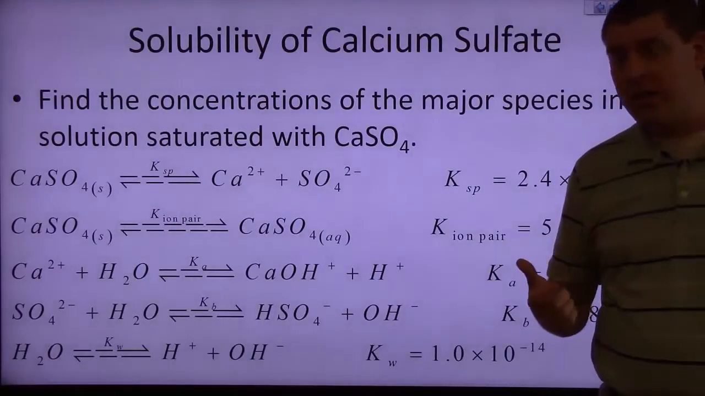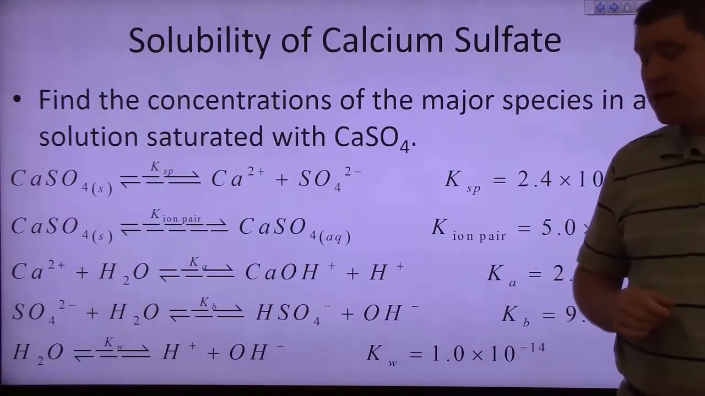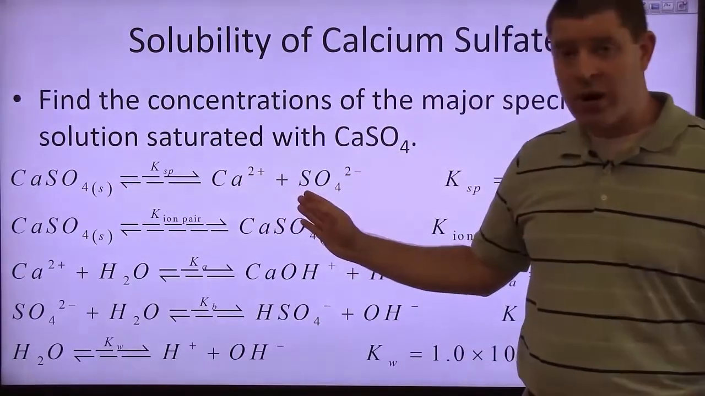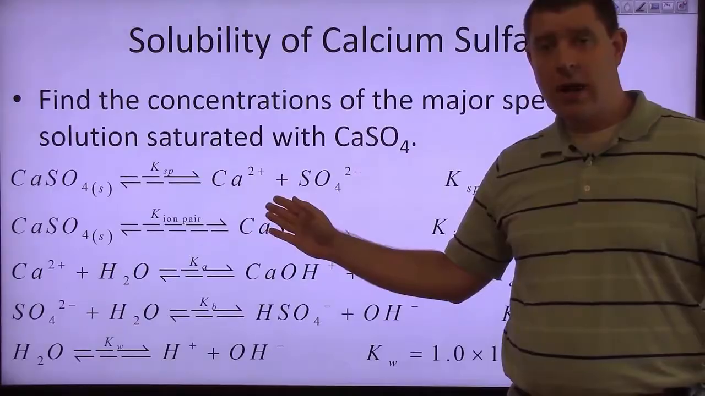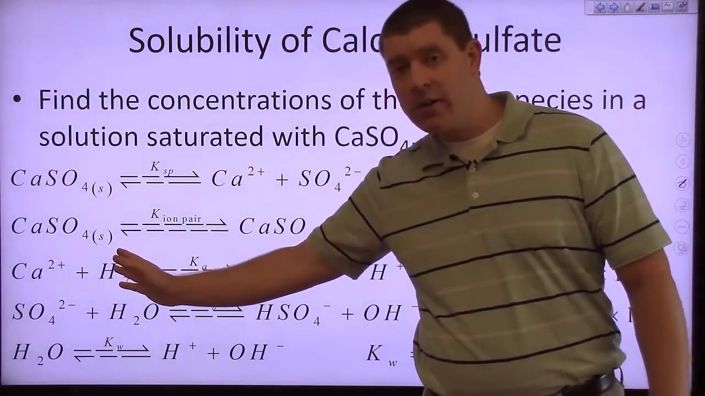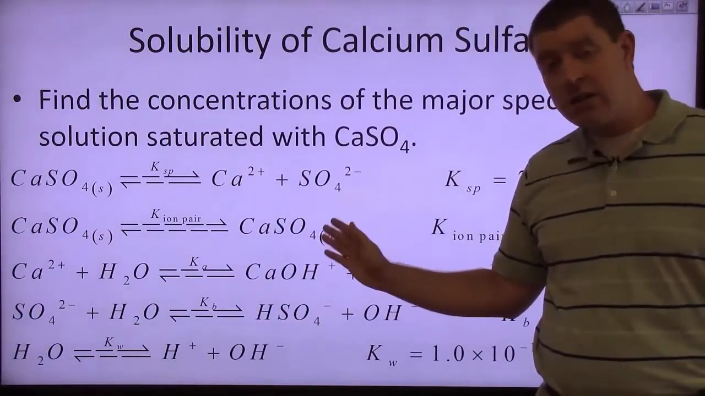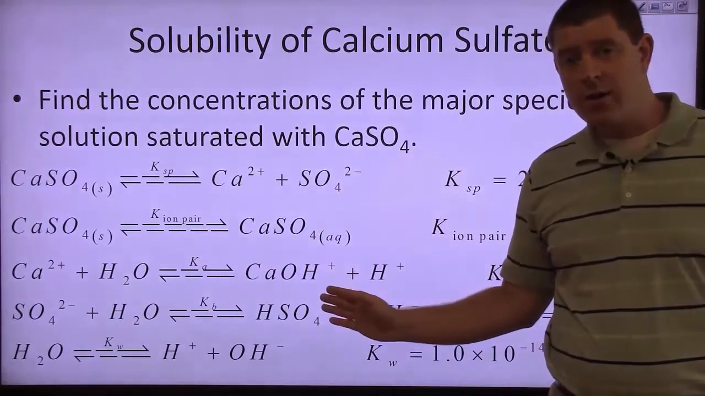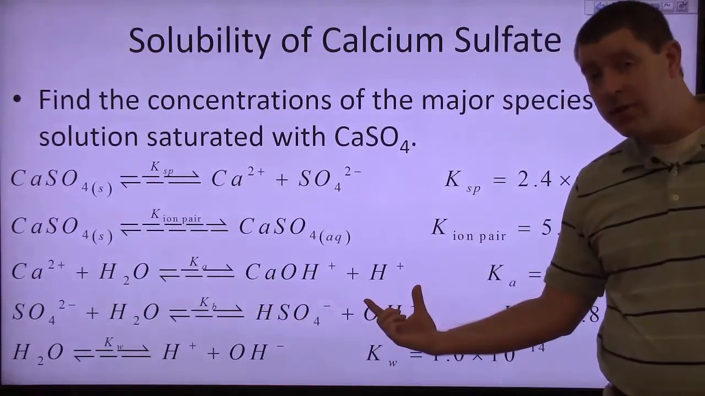Now let's look at a second example. Suppose we want to find the concentrations of the major species in a solution that is saturated with calcium sulfate. Well, we know that we have the dissolution process, so solid calcium sulfate dissolves and dissociates into calcium ions and sulfate ions, but we'd also have some solid calcium sulfate that dissolves but does not dissociate, that is, it stays as the ion pair. We'd have some calcium ions that form a complex with hydroxide to form a calcium hydroxide complex, and it then would give off hydrogen ions.